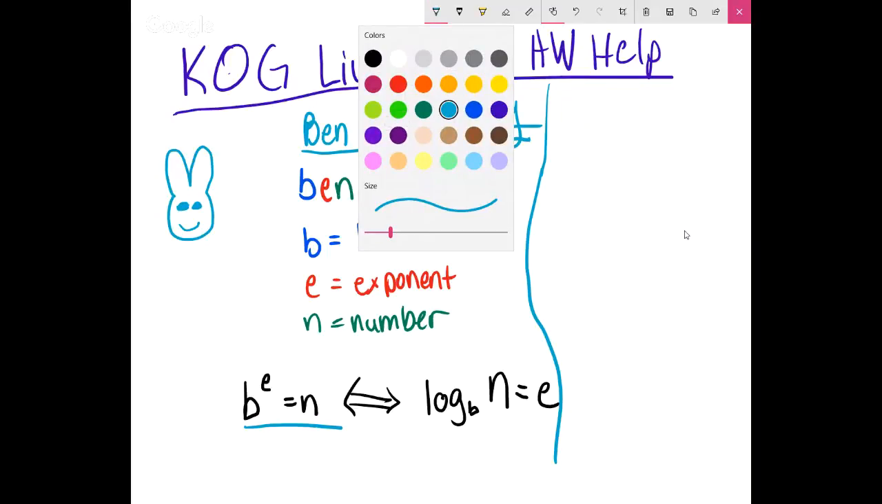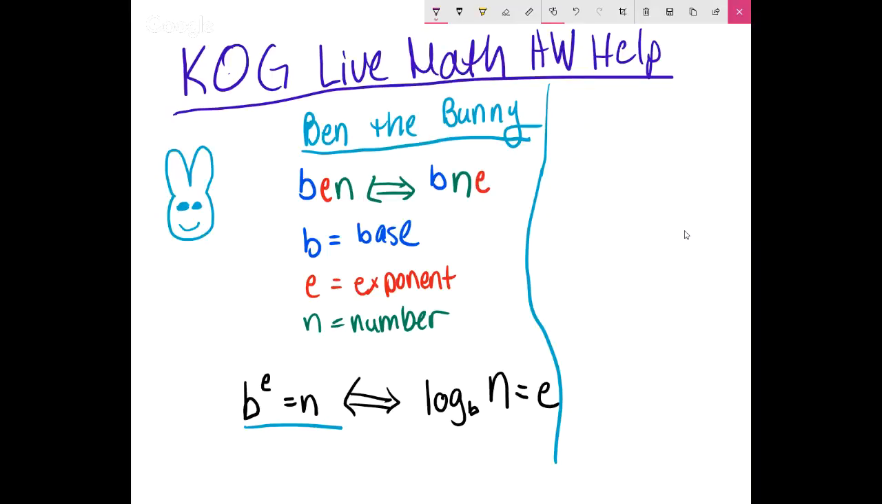I'll use magenta. Okay, so now we're starting with logarithmic form, Bunny to Ben, we're going backwards. Let's say we've got a logarithmic equation that has base 3, N is the number 81, and it equals 4, which is the exponent. So that's Bunny form.